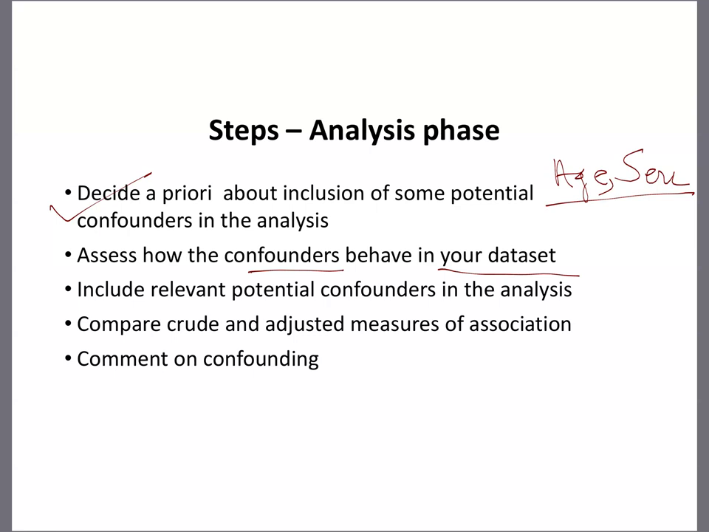So you have to include all the potential confounders in the analysis. Now, one thing you could do is compare your crude and your adjusted measures of association, just like what you did in your stratified analysis, and you check whether they are similar or nearly similar to each other. If yes, you say there is no confounding. If the crude and the adjusted estimates are different from each other, you say that there is confounding and you comment on the confounding in your interpretation section.